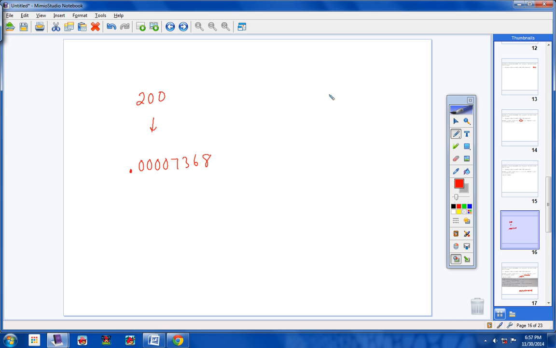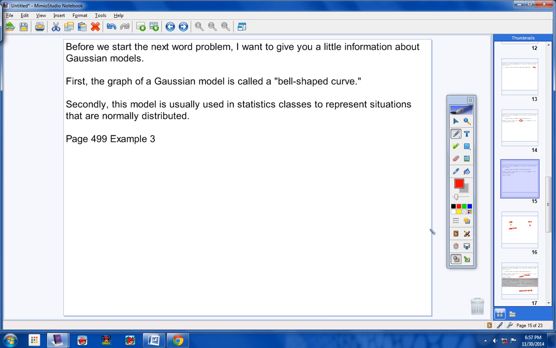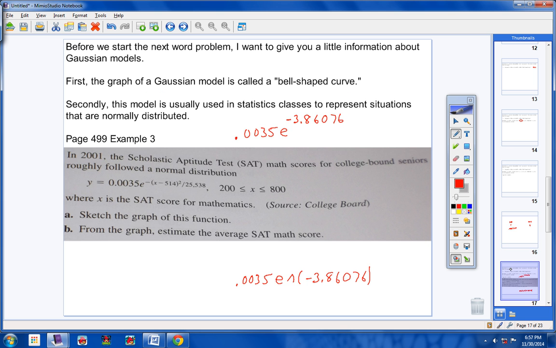Now, let's put in 800, okay? And see what we'll get out. So here we go, okay? Let's do this again. All right. So now I'm going to put in 800 for x. So 800 minus 514. And you should get 286.